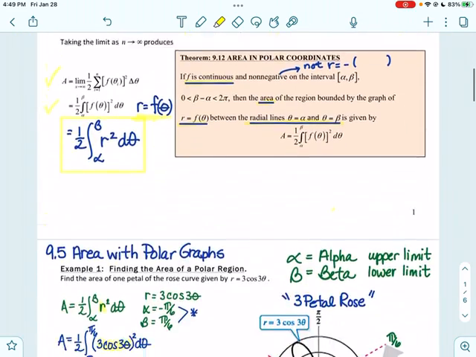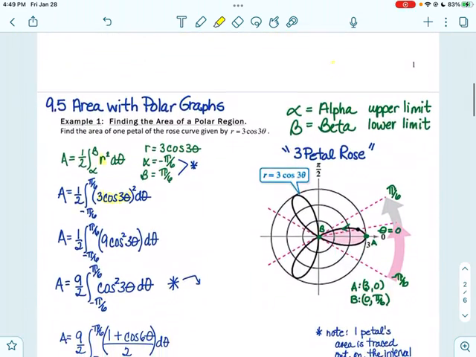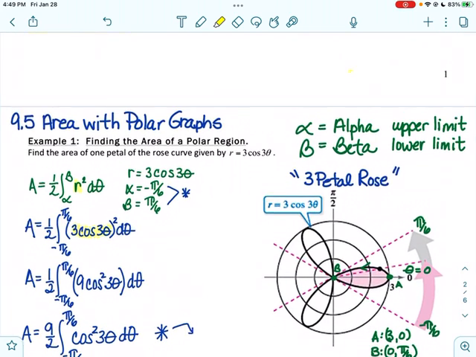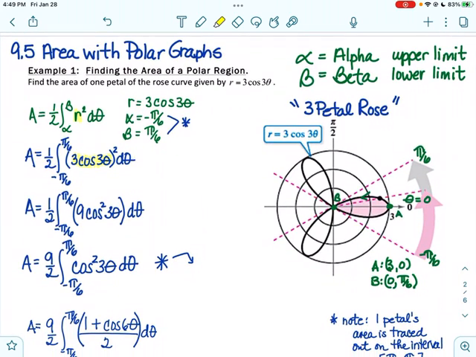So I have example 1 that I'd like to talk about first, noting that we did this graph in the previous lesson, graphing a 3-petal rose, so very similar. You should keep that chart handy in terms of what the graph looks like until you get used to it, with all the cardioids, limaçons, lemniscates, roses, and circles.